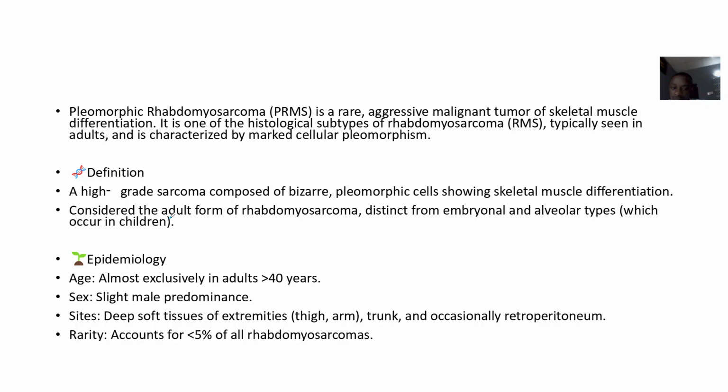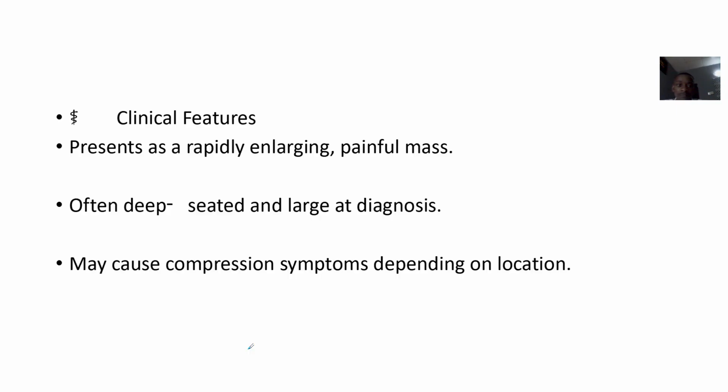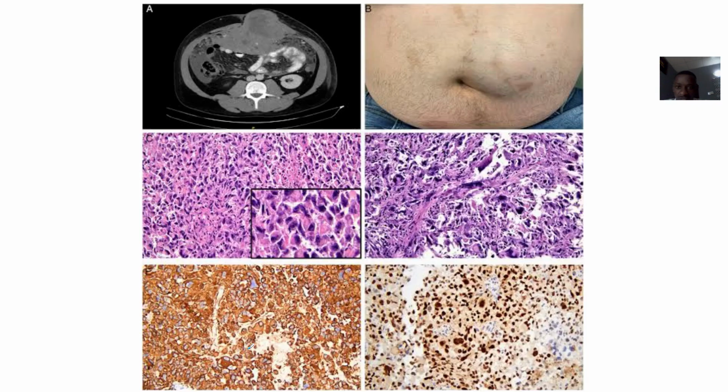So epidemiology is mostly in adults who are more than 40 years. Sex, mostly in men. Sites are usually deep tissues in the thigh, the arm, and the trunk. It is rare. Among all the rhabdomyosarcomas, this one is just like 5%. Now I have the pictures here.